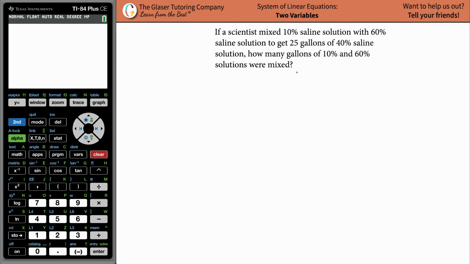So in this case, it says, if the scientists mixed 10% of a saline solution with 60% of a saline solution to ultimately get 25 gallons of a 40% saline solution, how many gallons of the 10% and the 60% solutions were mixed? Okay, now with word problems, we can't really do much unless we have formulas, right? Where are the formulas? Show me the formulas. They're not here. We have to make them.